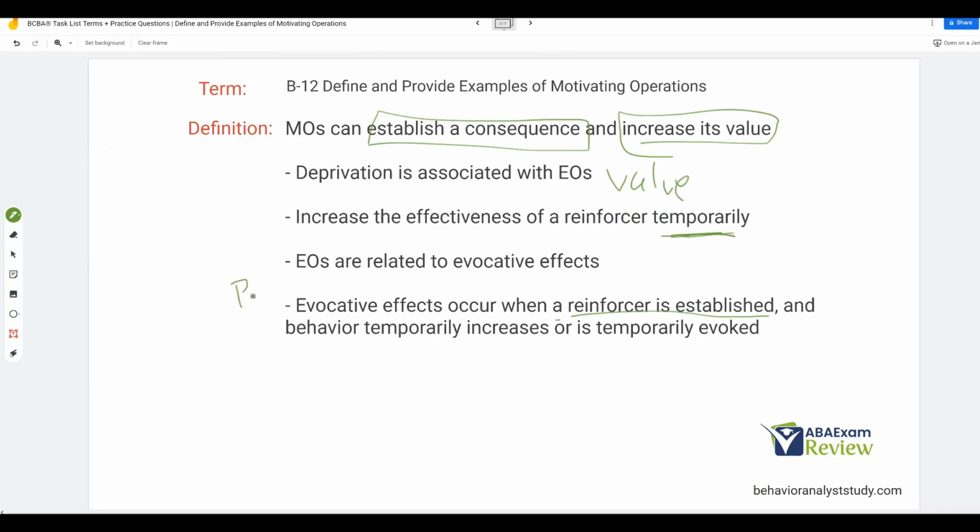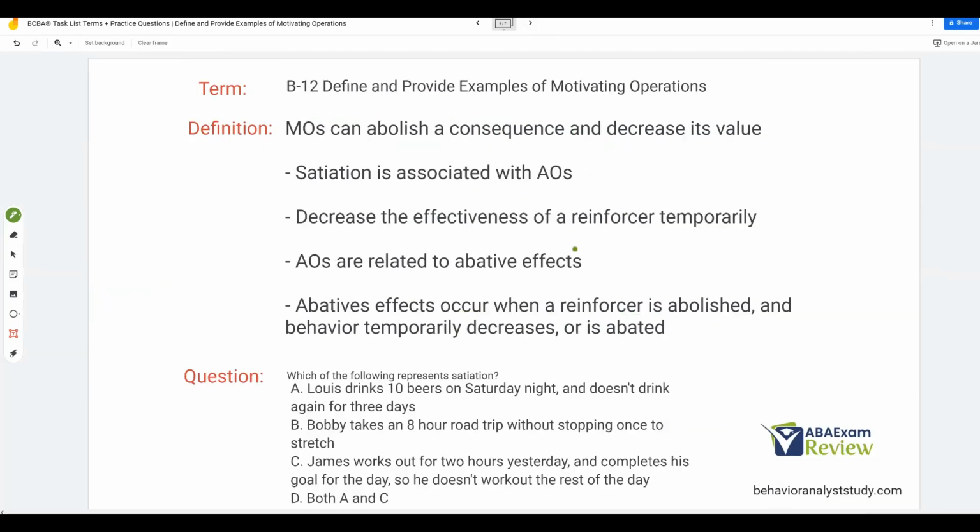Evocative effects are behavior altering, and they're both temporary. So along the same vein, MOs can abolish a consequence and decrease its value. When the consequence is abolished and its value is decreased, we call that an abolishing operation. Satiation is temporarily associated with AOs because the more you get something, the less valuable it becomes. So it decreases the effectiveness of a reinforcer temporarily.